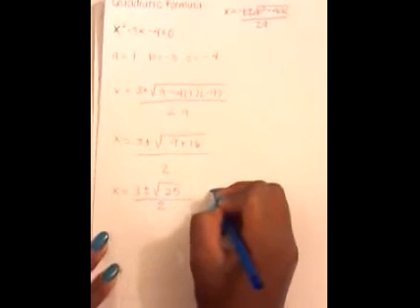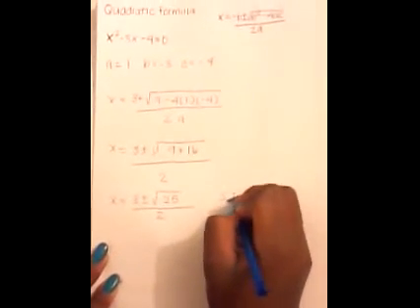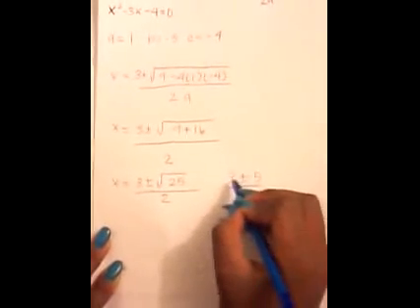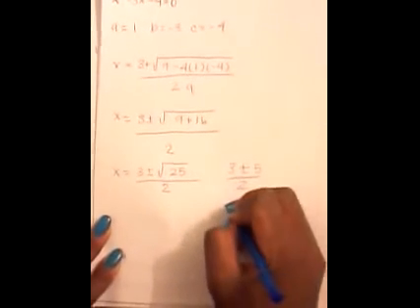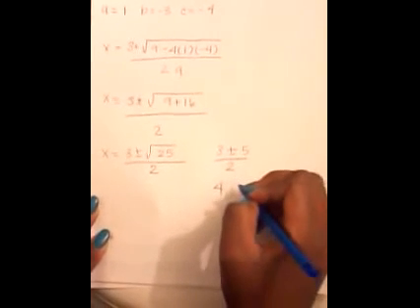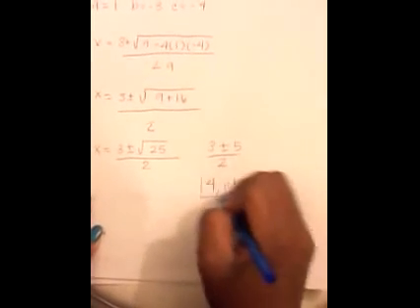Then bring that over here to the side. We'll have 3 plus and minus 5 over 2. 3 plus 5 over 2 equals 4, and 3 minus 5 over 2 equals negative 1. That is your answer.